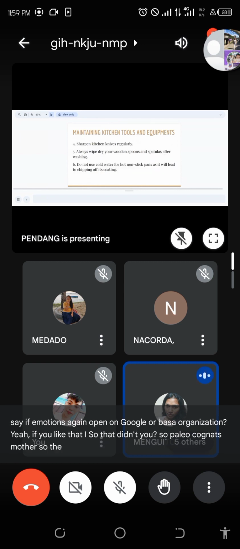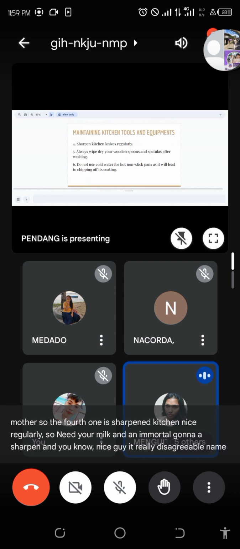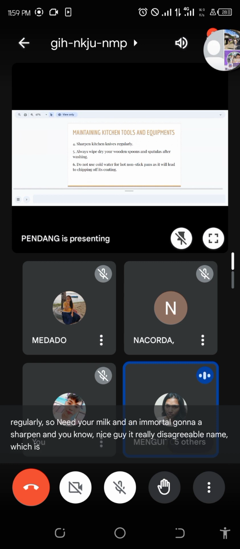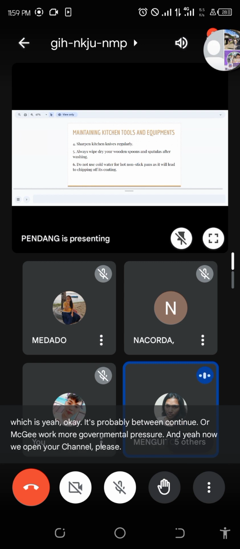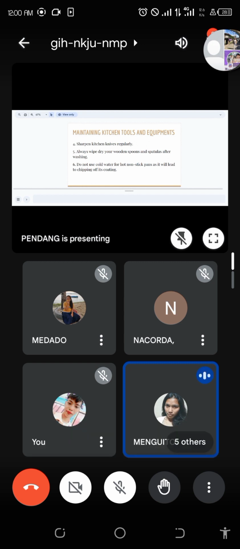So, the fourth one is sharpen kitchen knives regularly. So, dapat i-sharpen ninyo ang inyong knives. Kay kung dili, bisag hait pa ang kutsilyo, kung magkatkat mo or maghiwa mo, magamit mo ang pressure, ug murag mo-slide ang inyong kutsilyo ug tamaan ang inyong kamot. So, dapat i-sharpen ninyo para smooth ang inyong paghiwa kay dili na kinahanglan gamiton ang pressure.